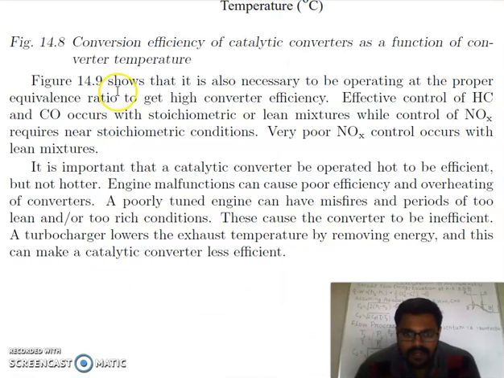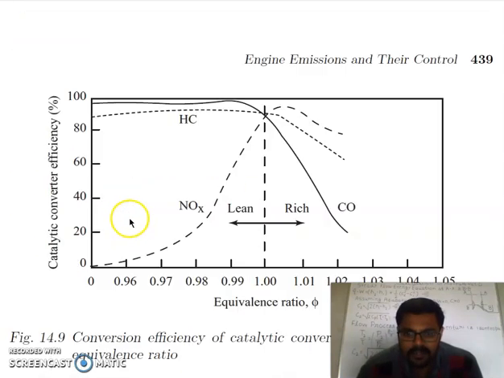The catalytic converter efficiency also depends on the equivalence ratio. Figure 14.9 shows that it is also necessary to operate at a proper equivalence ratio to get higher converter efficiency. Effective control of hydrocarbon and carbon monoxide emissions occurs with stoichiometric or lean mixtures, while control of NOx requires near stoichiometric conditions. Very poor NOx control occurs with lean mixtures. We will discuss this diagram here. This is the conversion efficiency of a catalytic converter as a function of fuel equivalence ratio.